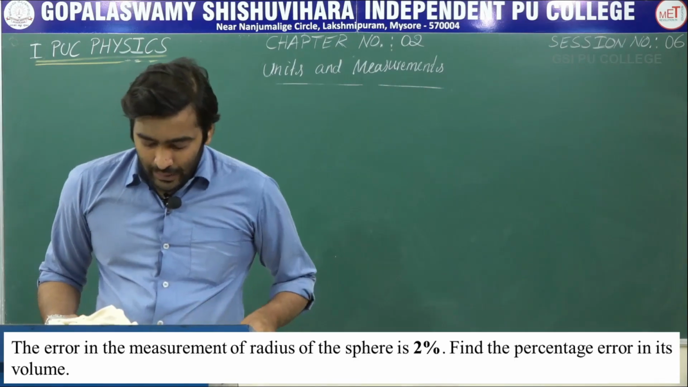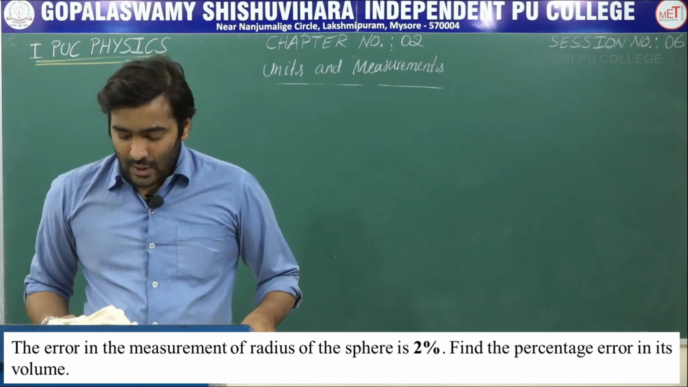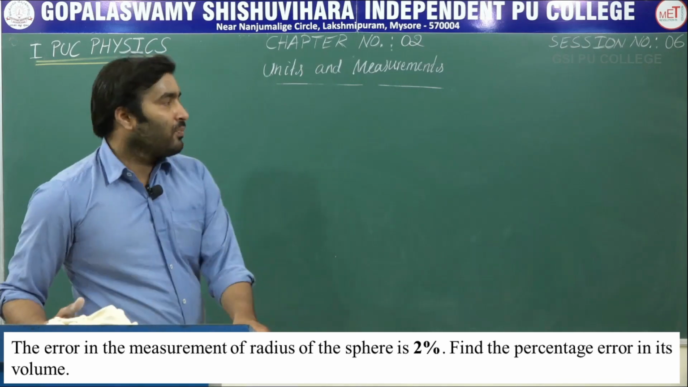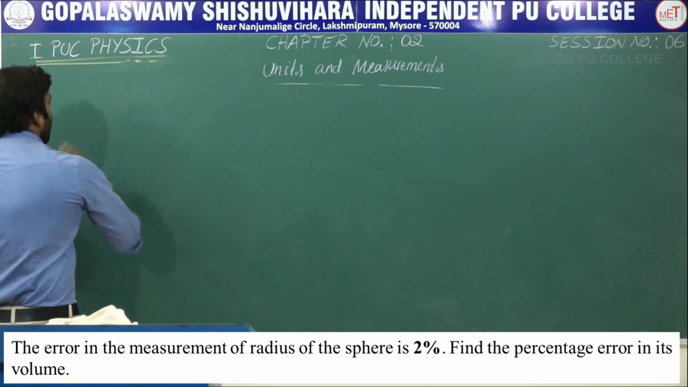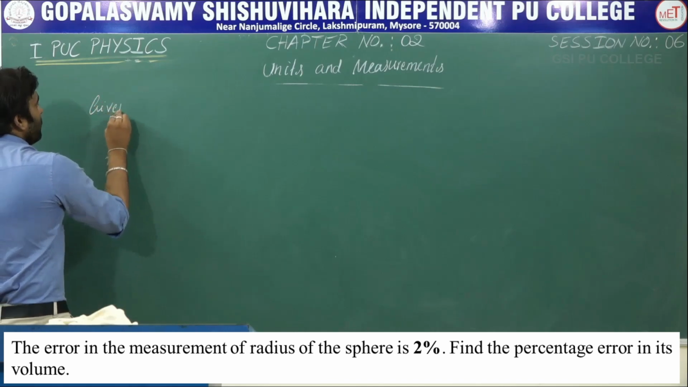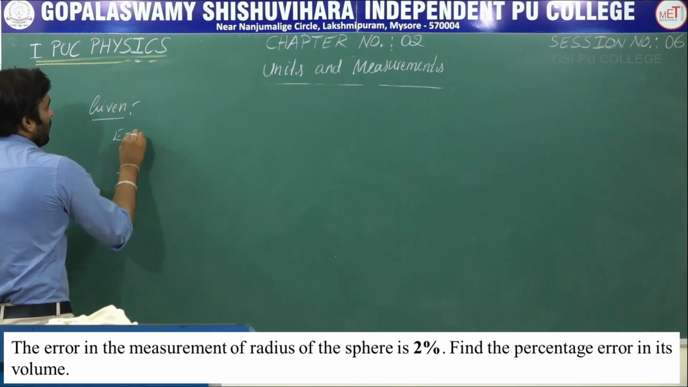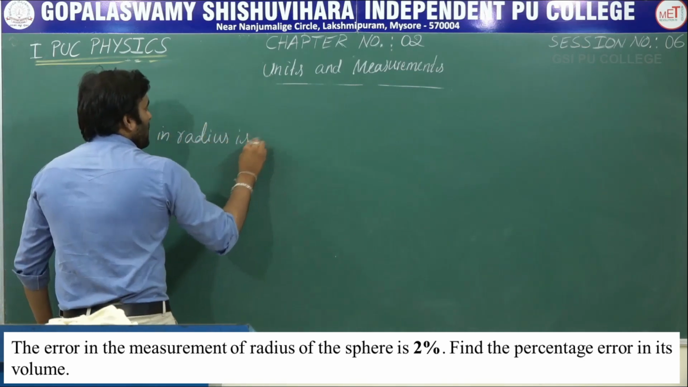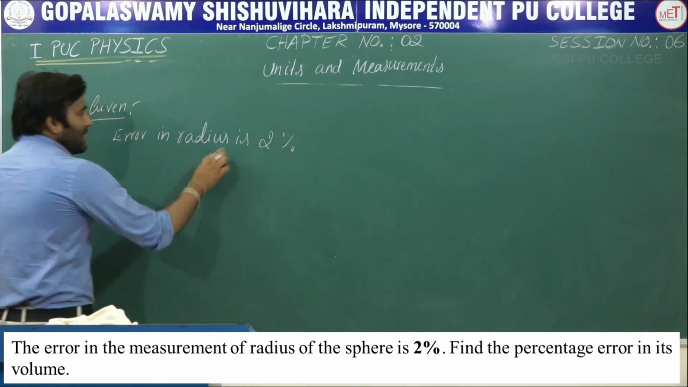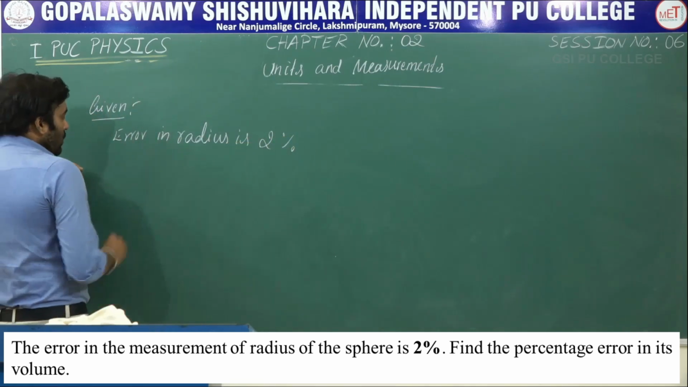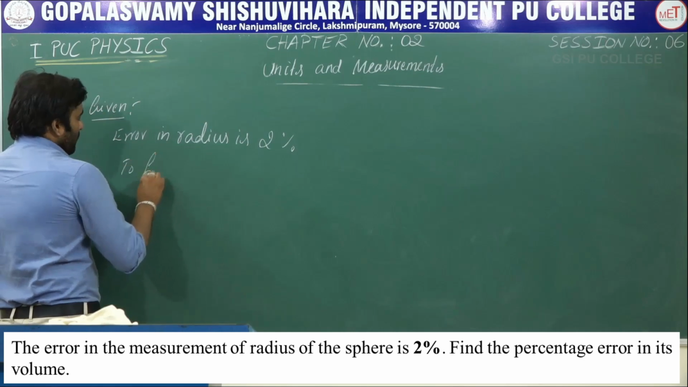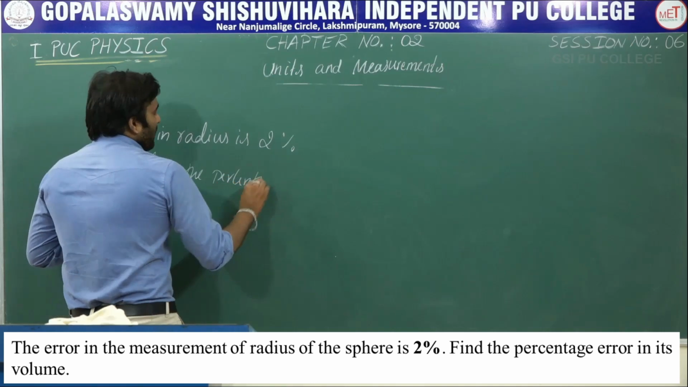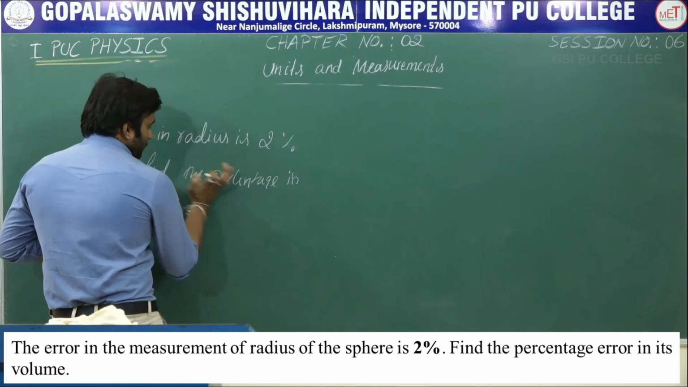The error in the measurement of radius of the sphere is 2%. Find the percentage error in its volume. What are the given things? Error in radius is 2%, which is nothing but a percentage error, correct? We need to find the percentage error in volume.